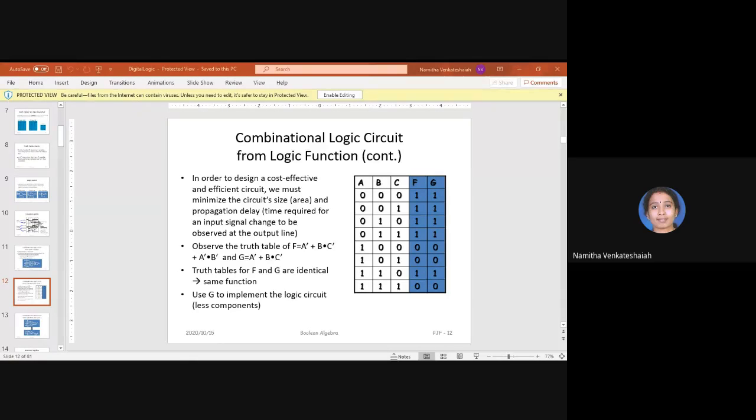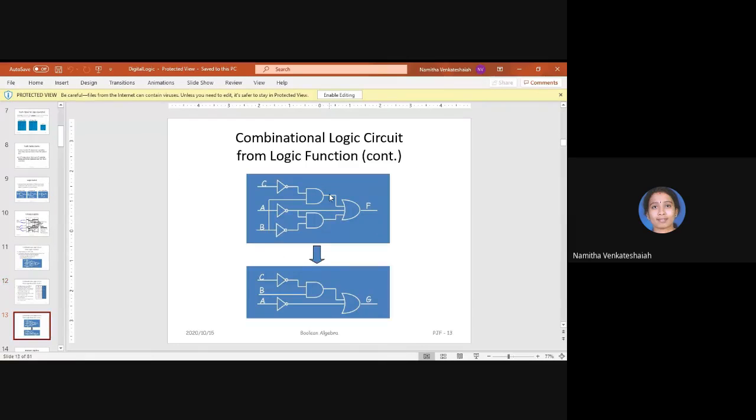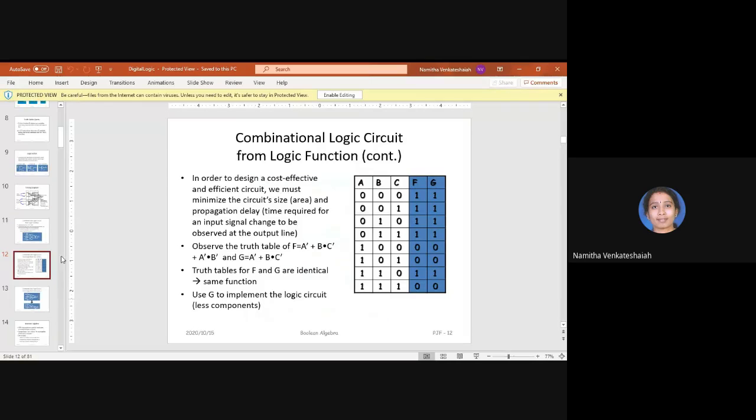Okay, I'll simply repeat whatever I covered. So what I'm telling is, when two functions are exhibiting the same functionality, I'm going to implement the function with fewer literals and fewer Boolean operations. Why do I do that? To save money and to save time. So this is F and this is G. When you are practically implementing, obviously I will go for G because both have the same functionality.